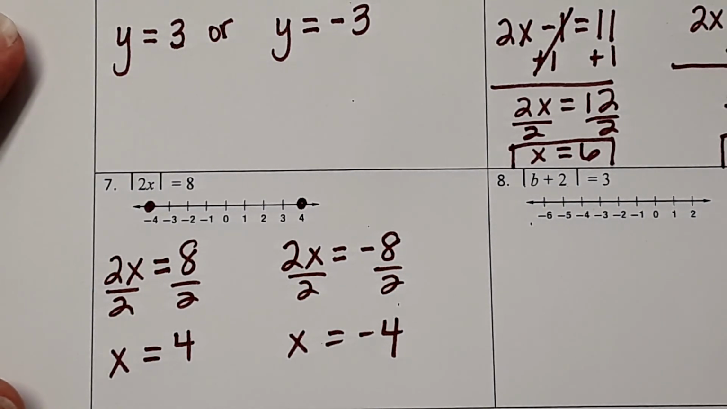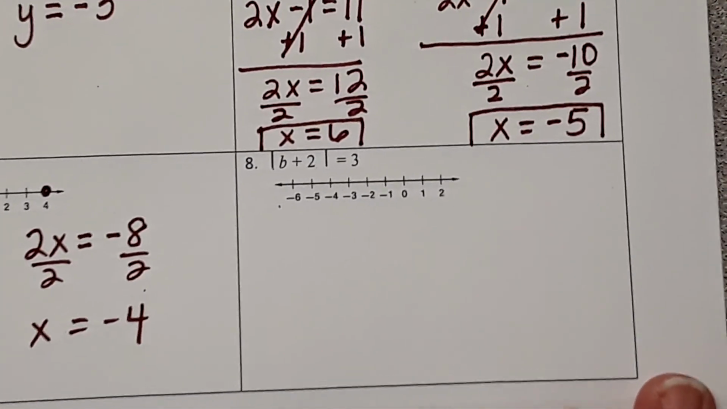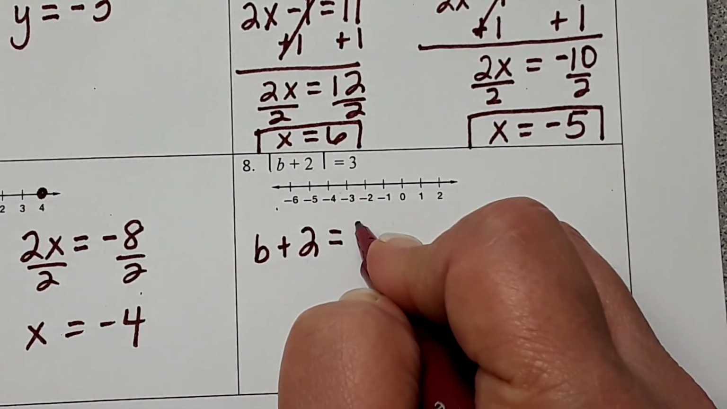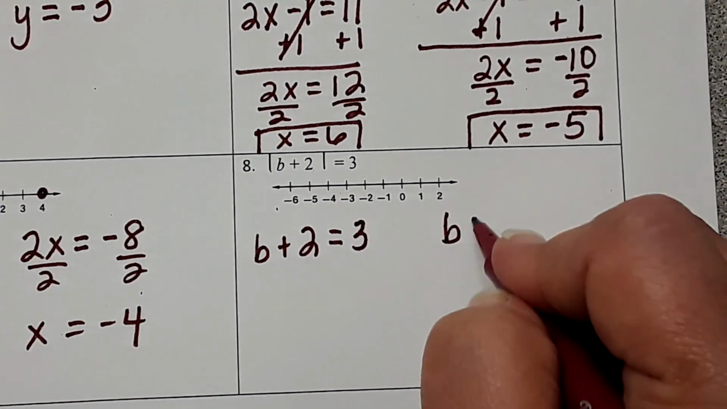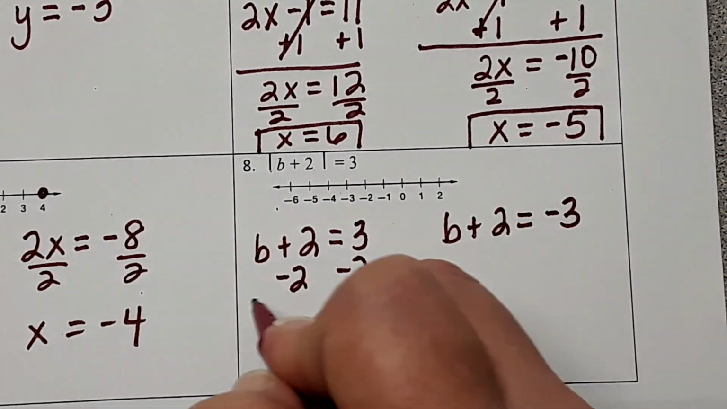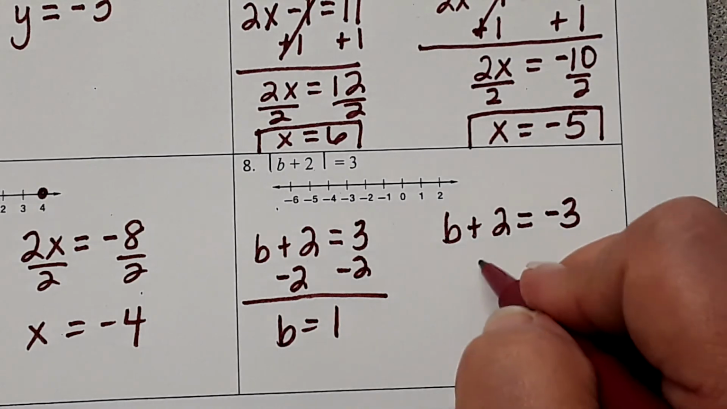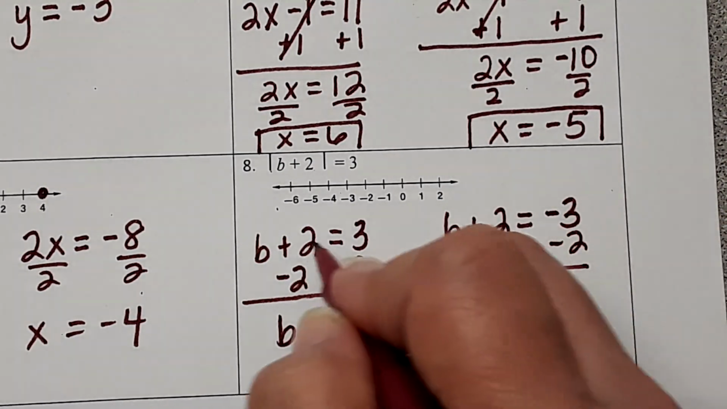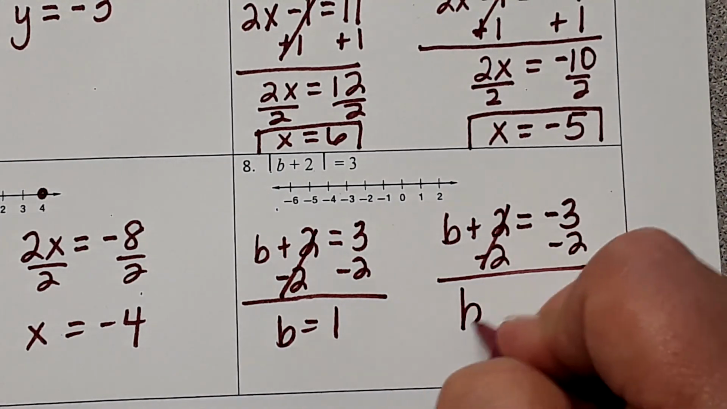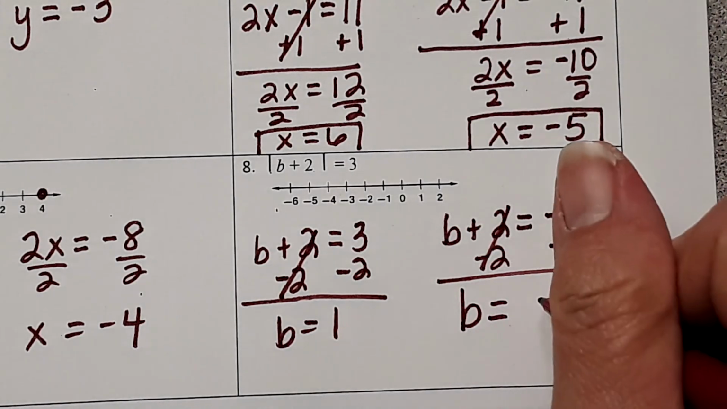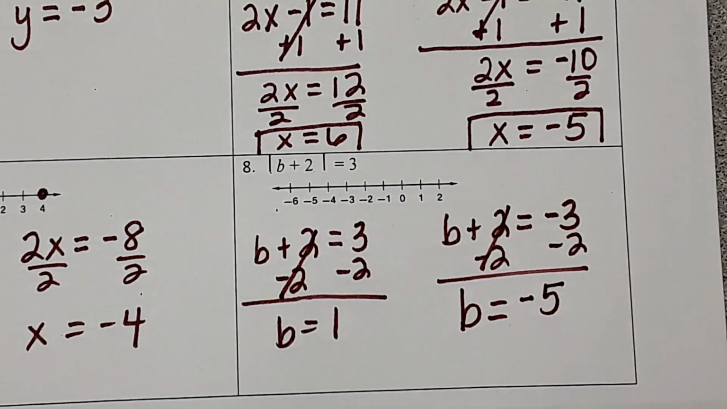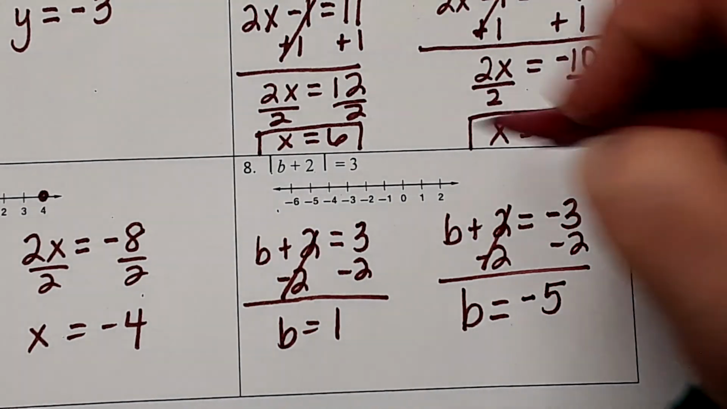Okay, you ready for number 8? I know you guys are doing good with this. So we have b plus 2 equals 3, and then we have b plus 2 equals negative 3. Now, I know the b is 1. That's right, right? And then we're going to subtract 2. Those cancel out. And negative 3 minus 2 would be negative 5. And then we graph.